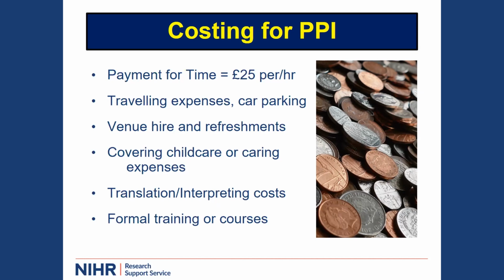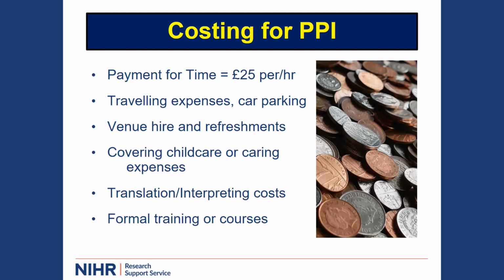Payment for time is £25 per hour. This includes any reading time. For example, if you have a 2-hour meeting, the expectation is that PPI would be paid £50. However, if there's 2 hours of reading time prior to the meeting, that would be another £50. So the meeting would be £100.